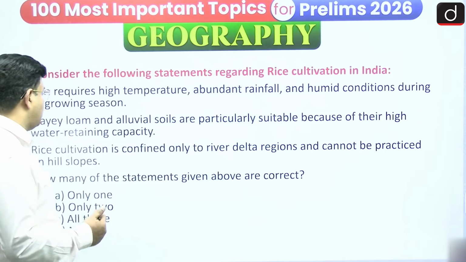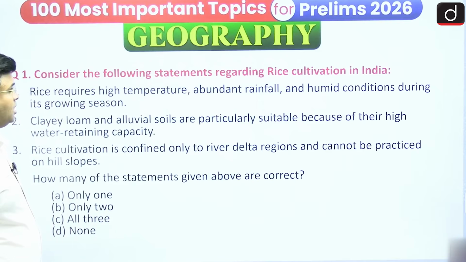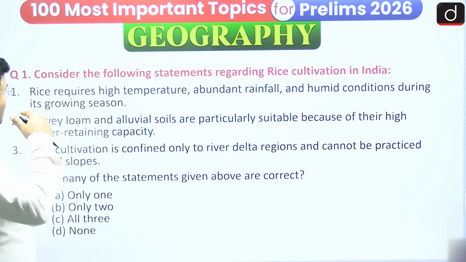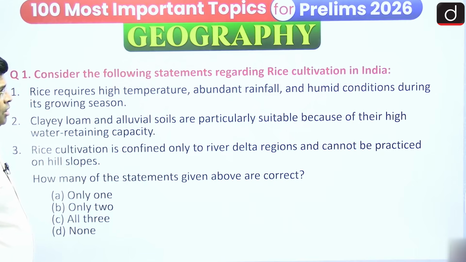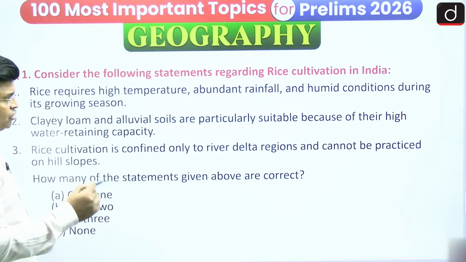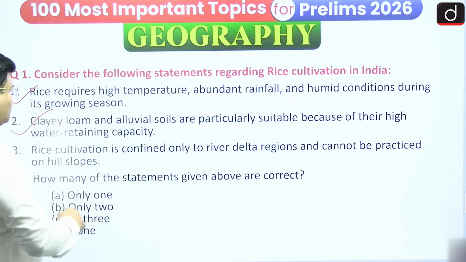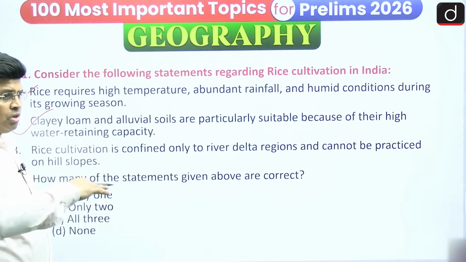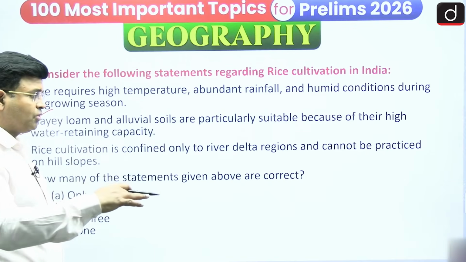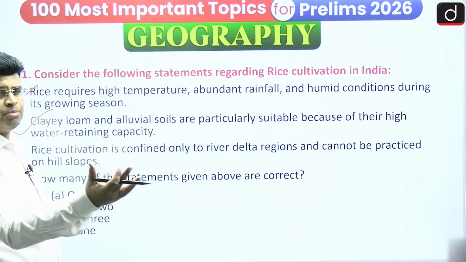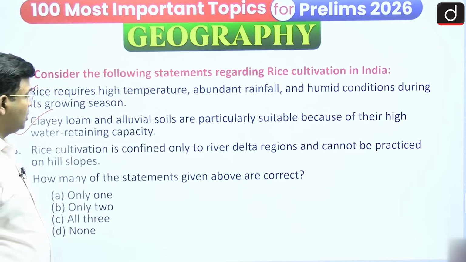And a question based on it: consider the following statements regarding rice cultivation in India. Rice requires high temperature, abundant rainfall, and humid conditions during its growing season. Yes, absolutely correct. And clay loam soil and alluvial soils are particularly suitable because of their high water retention capacity. That is also because there should be standing water during the initial vegetative growth. Then which soil can hold the water? It is clay loamy soil, and alluvial soil.